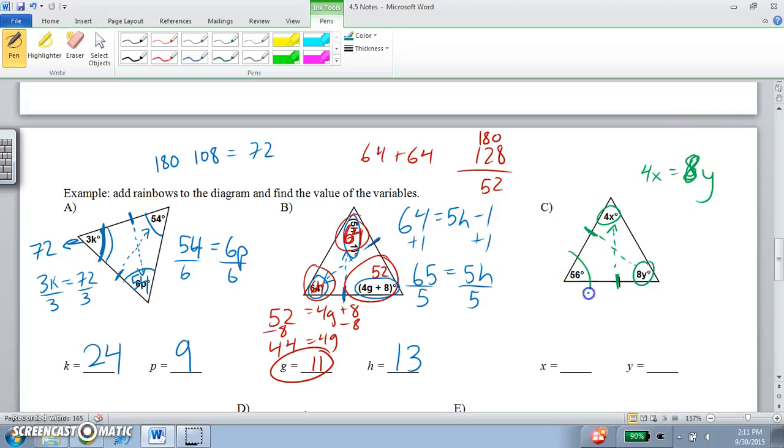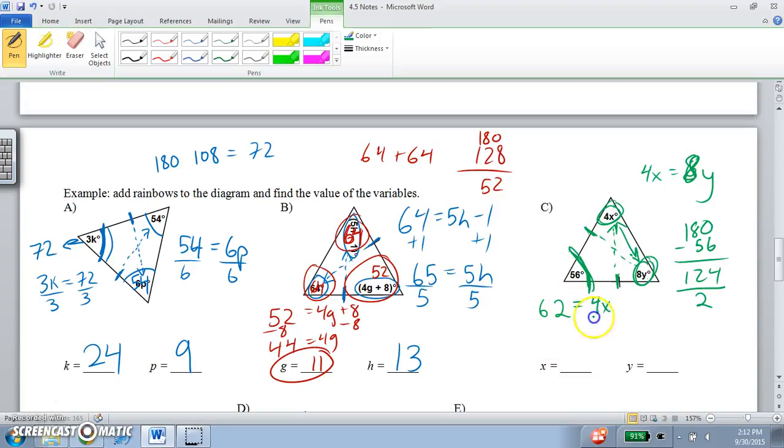So first, we've got this 56-degree angle right here. If we subtract that from 180, 180 minus 56 gives us 124. So I know that these two angles here and here have to add up to 124. And we also know that they're congruent to each other. So if they both add up to 124 and they're congruent to each other, I can take 124 and divide it by 2. So 124 divided by 2 is 62, which means that each of these things, 4x and 8y, both have to equal 62.